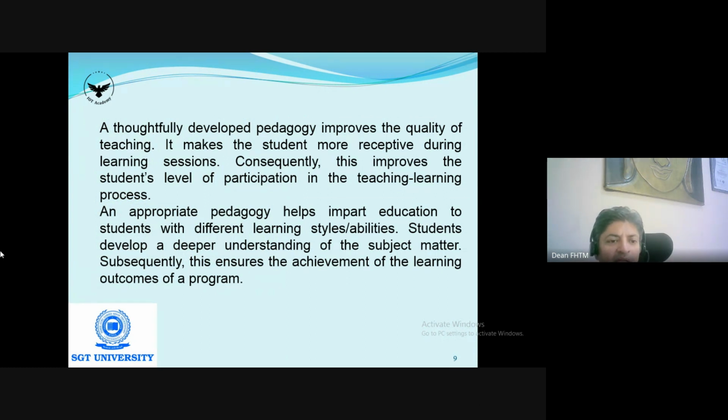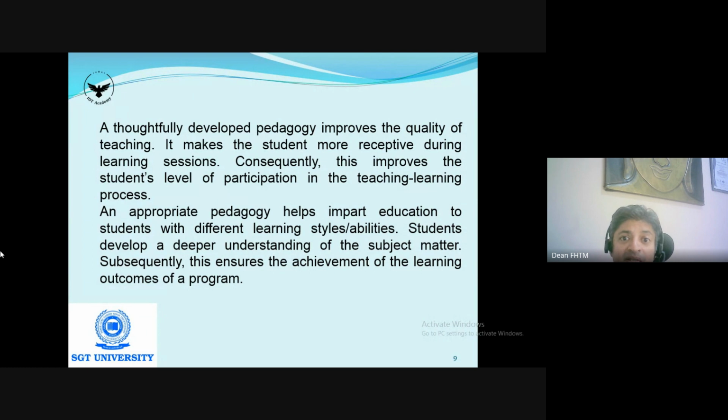A thoughtfully developed pedagogy improves the quality of learning and makes the student more receptive in the classroom. This improves his attention level and participation in the teaching learning process. The right pedagogy helps impart education to students with different learning abilities or disabilities also.